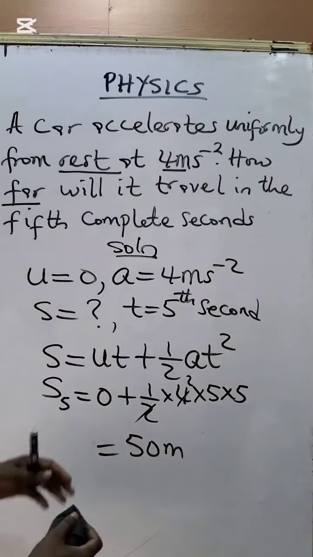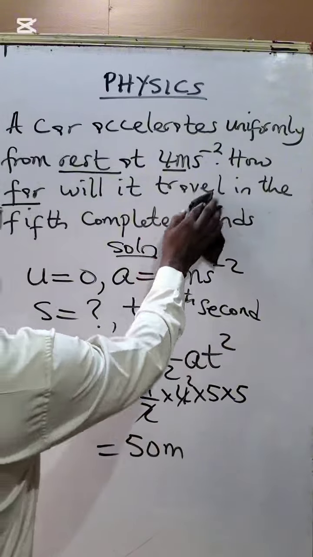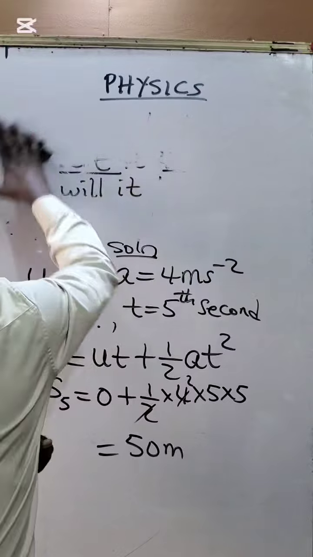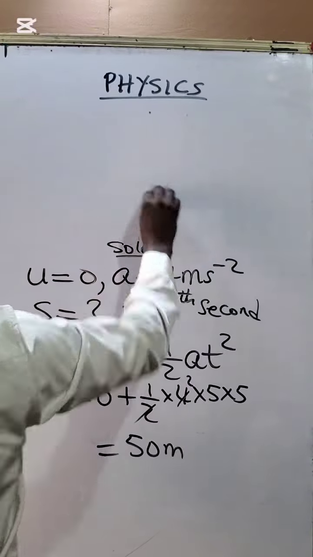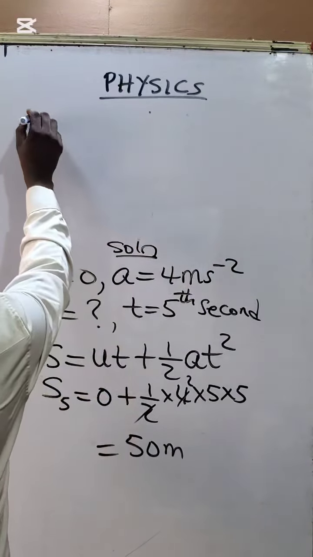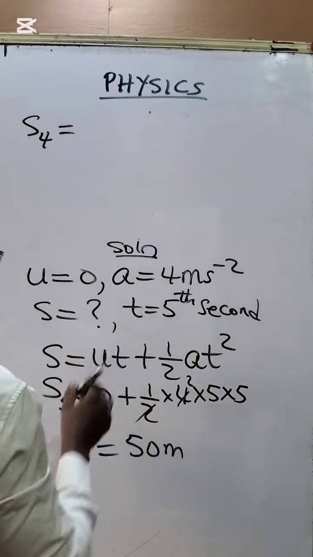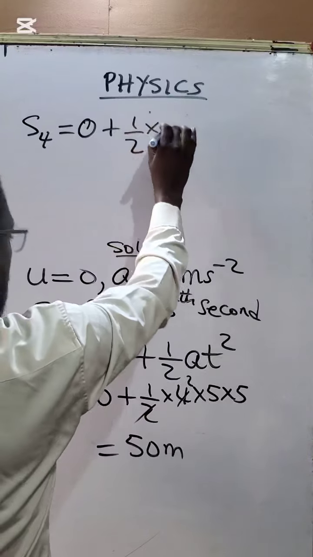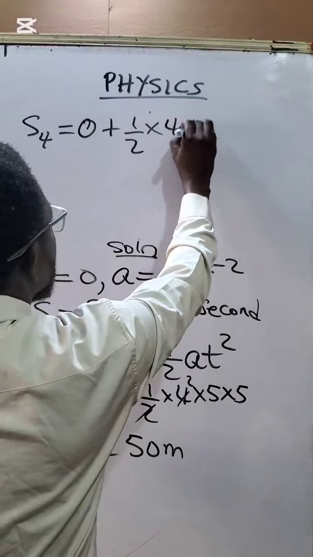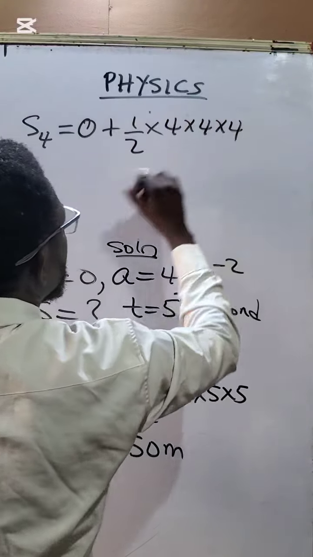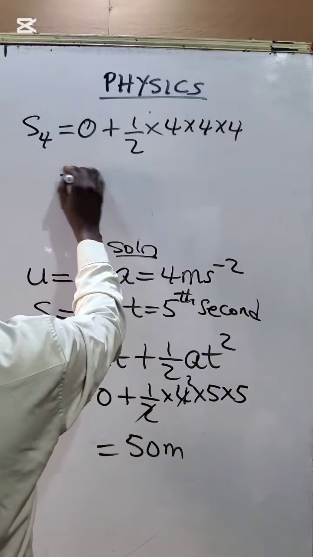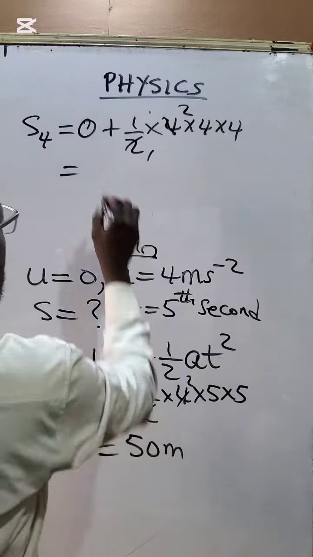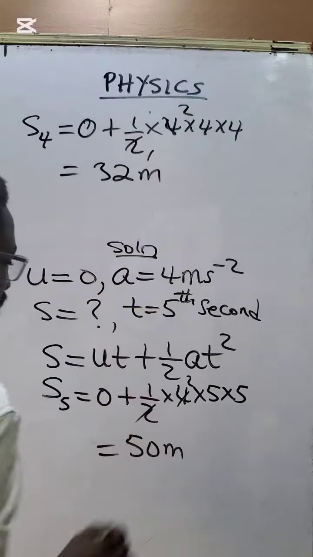So the next part is to calculate the distance covered in 4 seconds. The first 4 seconds. What we have got now is the total distance covered in 5 seconds. So now the distance covered in 4 seconds. That will be ut, u is 0, plus half, a is 4. Then time will be 4 times 4. So 2 ones are 2, 2 twos are 4. And when you multiply, that will give us 32 meters.